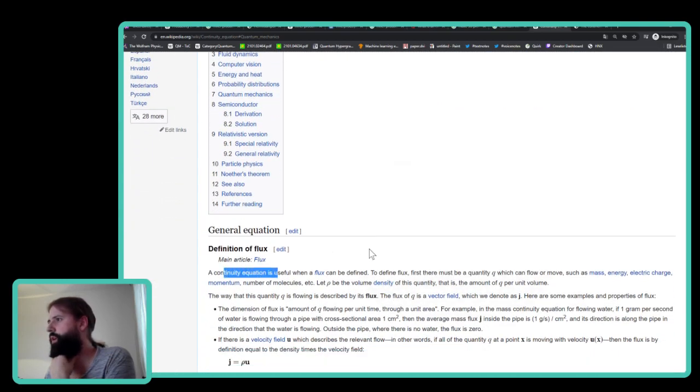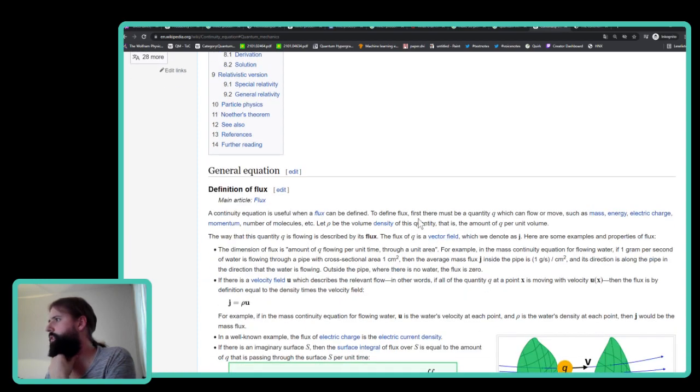It's defined when the flux can be defined. To define flux, first there must be a quantity Q which can flow or move, such as mass, energy, electric charge, or number of molecules. The volume density of this quantity, rho, is the amount of Q per unit volume. The way that this quantity Q is flowing is described by flux. The flux is a vector field, which we denote as J.